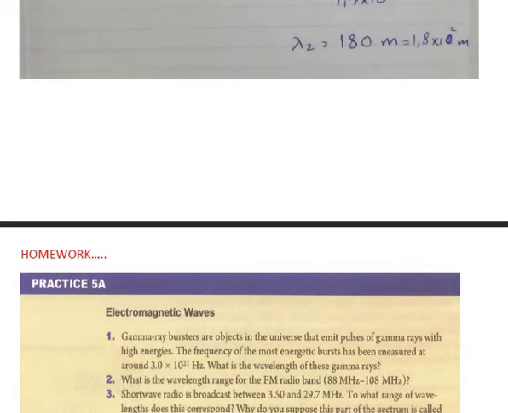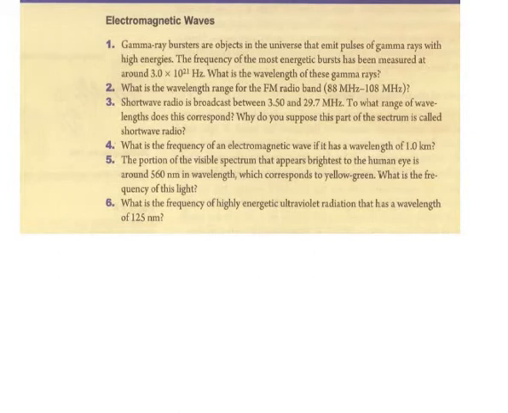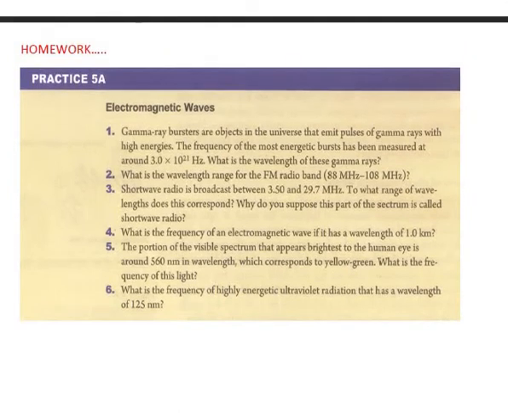Now let's get to practice 5a. This is your homework. The practice says a gamma ray burst is an object in the universe that emits pulses of gamma rays with high energies. The frequency of the most energetic bursts has been measured at around 3 times 10 to the power 21 hertz. So here f is given, 3 times 10 to the power 21 hertz. What is the wavelength of gamma rays?